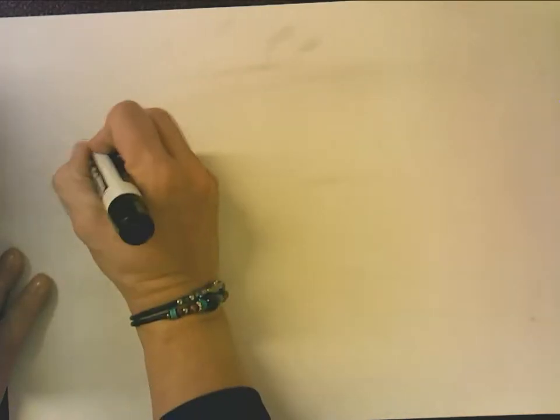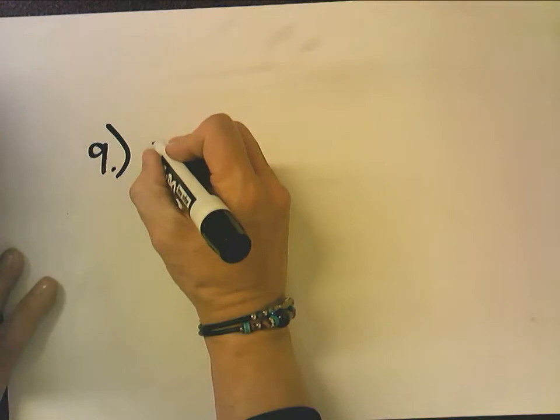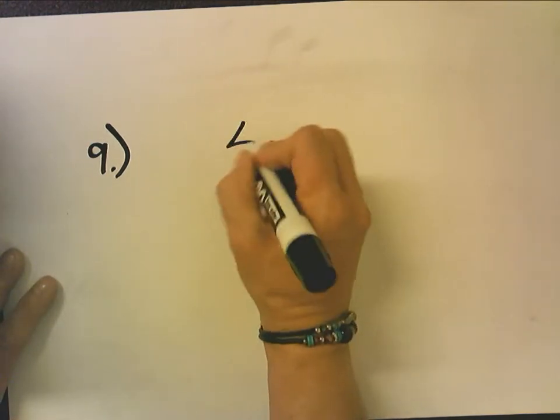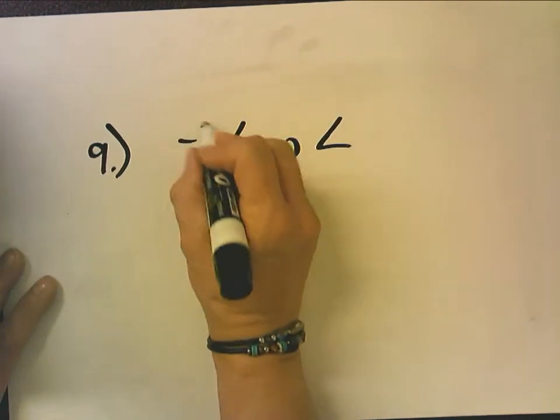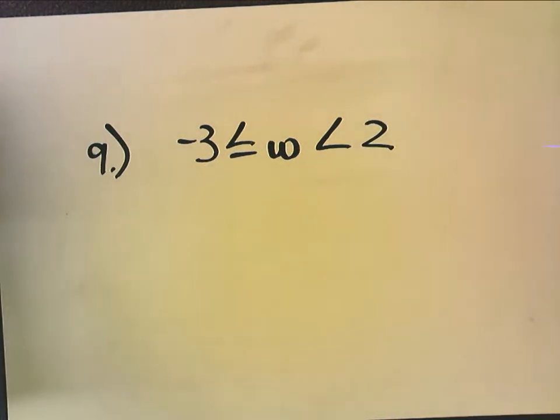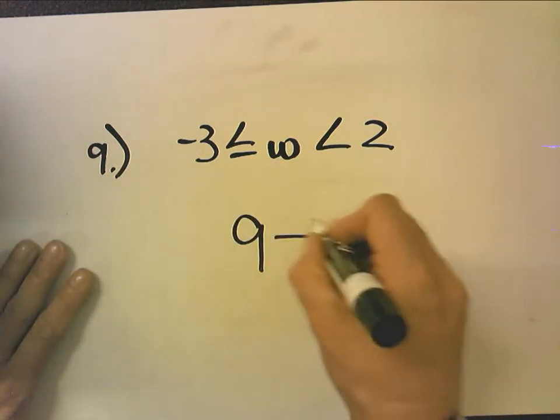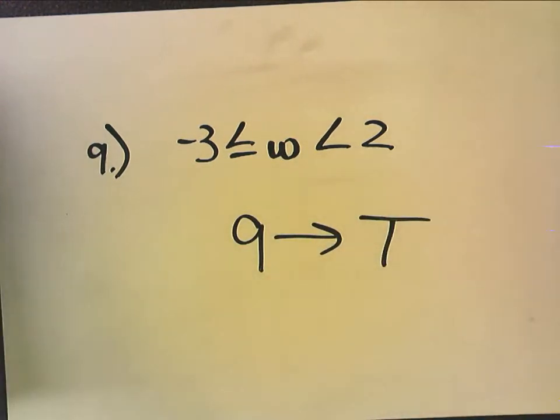Okay, number 9 simplifies to w is in between negative 3 and 2, including negative 3, not including 2, and number 9 is T. That's a pretty straightforward one.